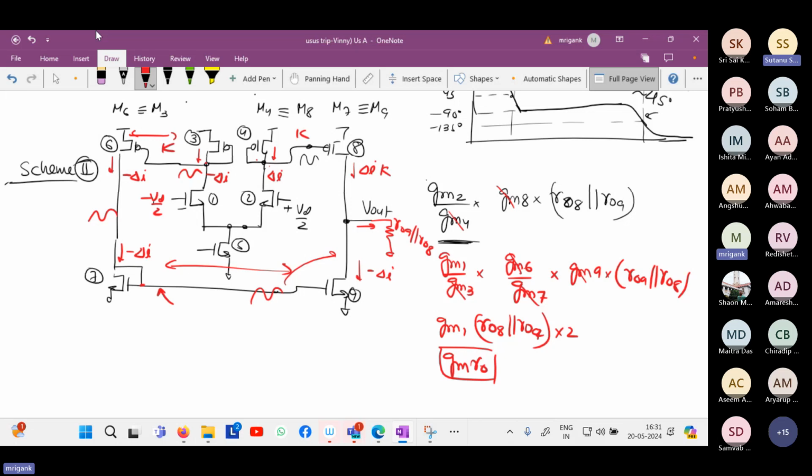It will not change, right? Because K remains the same as long as I keep the unity K, that means the W by L ratio is the same and the bias current has not changed. But what has changed? L has changed. If L increases, what happens? RO increases. As a result, the gain will improve. Is that clear?